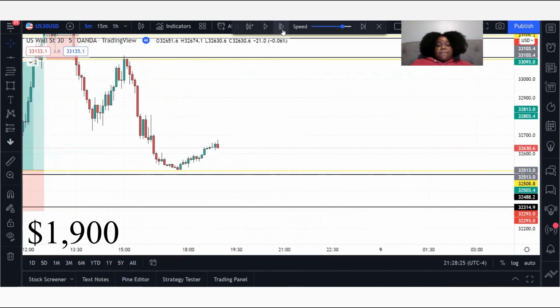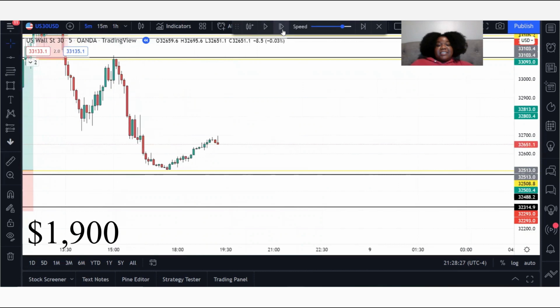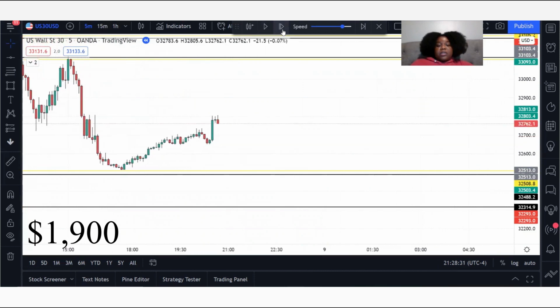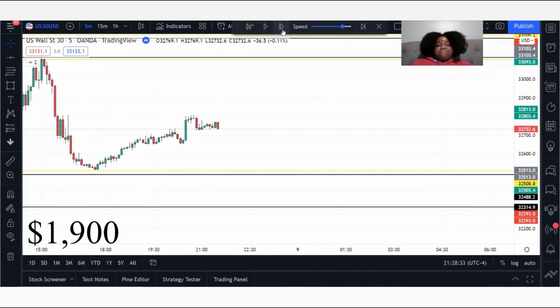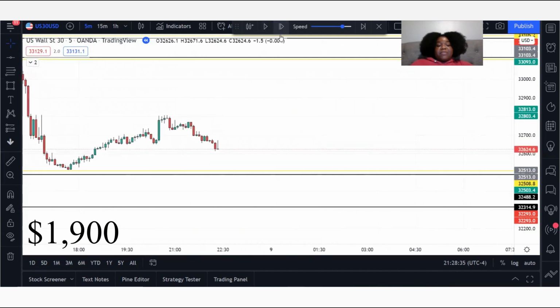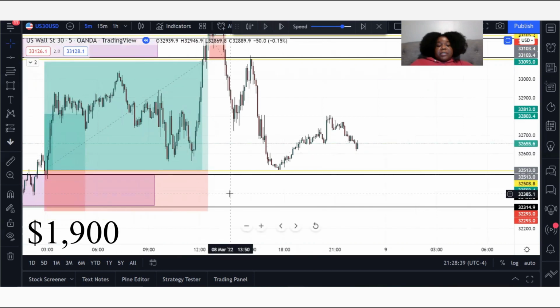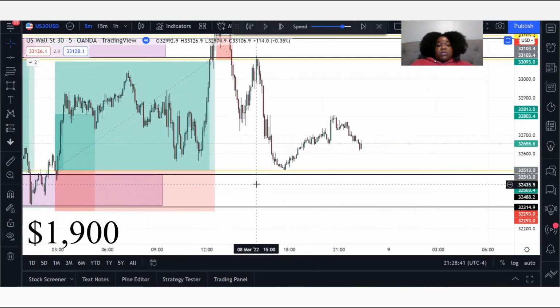Did it technically just leave us again? Wow, I guess it did. I was not even looking to get in because we weren't even close to my zone at all.